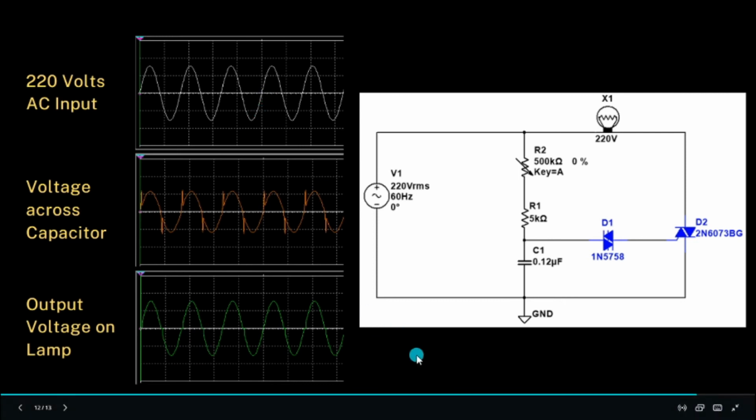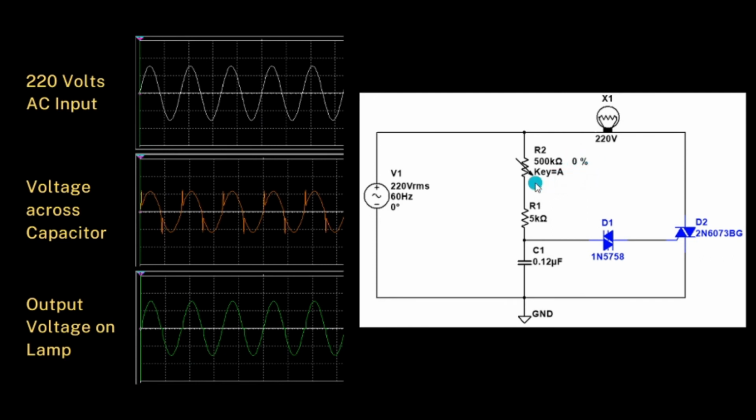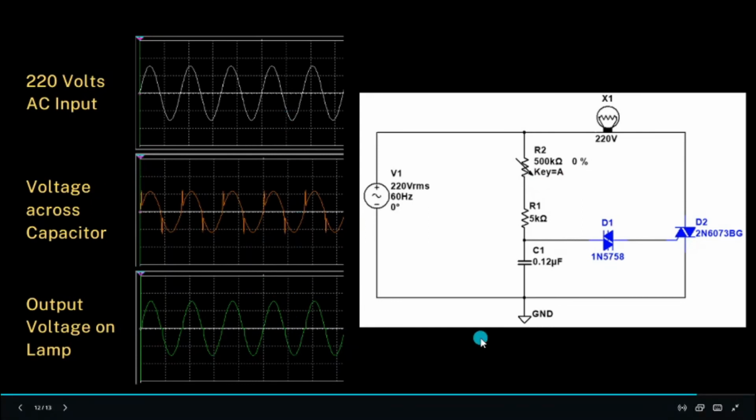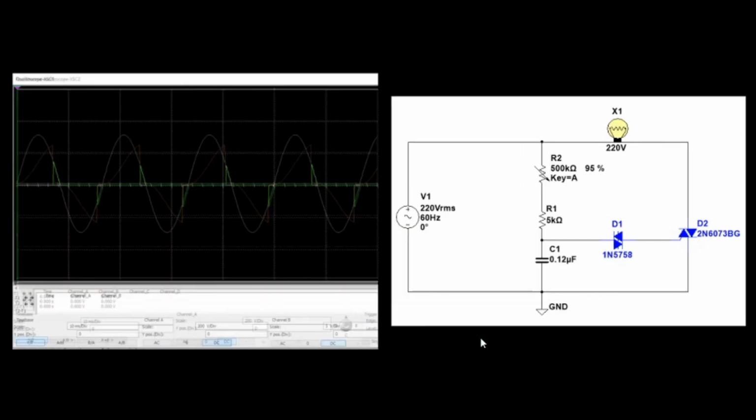Okay? Now, what if we turn the knob to 100%? Okay? What will happen to the waveform? Okay, so go to the next one. Actually, class, what we did was turn the 500K variable resistor to 95%.